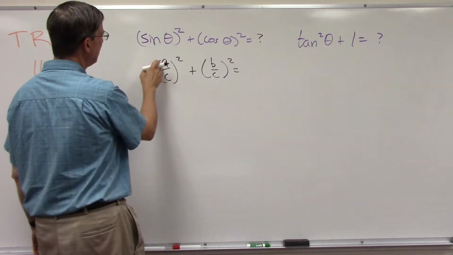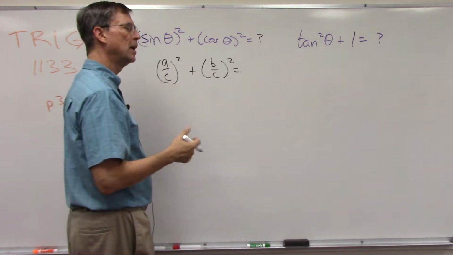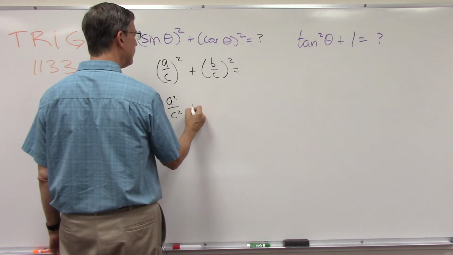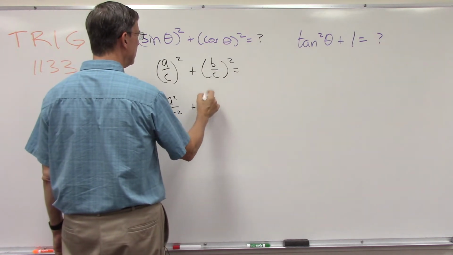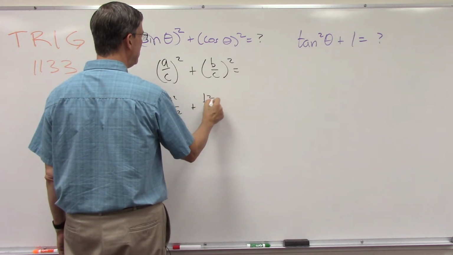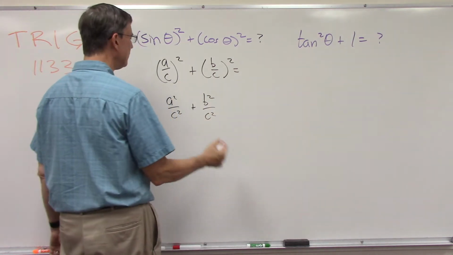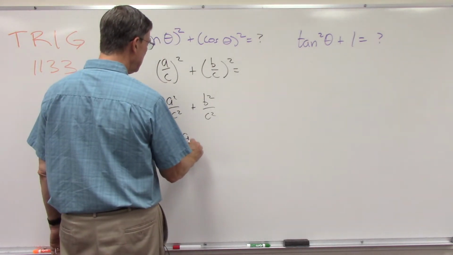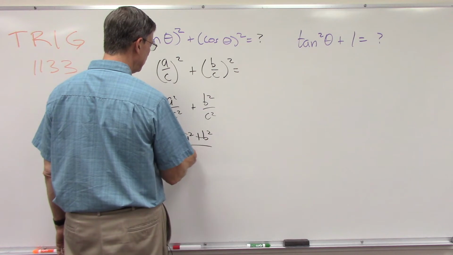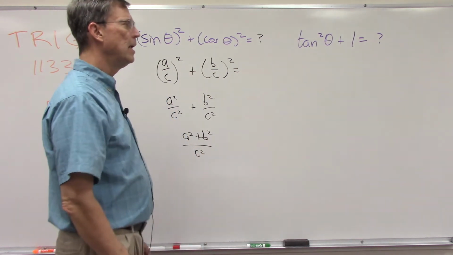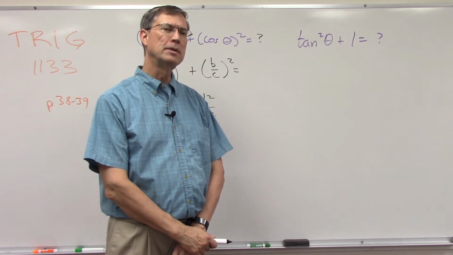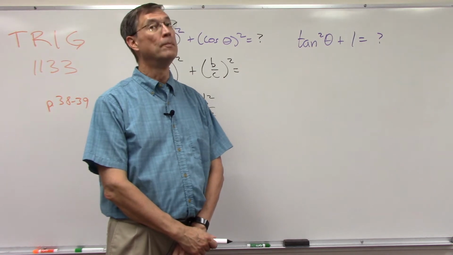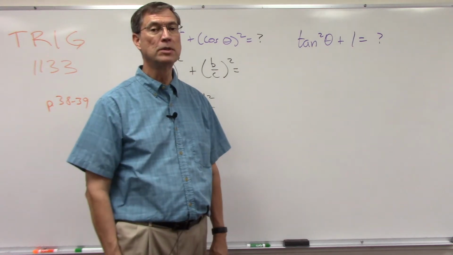When we have a fraction times itself, a over c times a over c, we get a squared over c squared. b over c times b over c would be b squared over c squared. Now they have a common denominator, so I can put a squared plus b squared together, all over c squared. Now let's think about the Pythagorean theorem. Do you remember that? Hypotenuse squared equals the sum of the squares of the other two sides. So c squared equals a squared plus b squared.